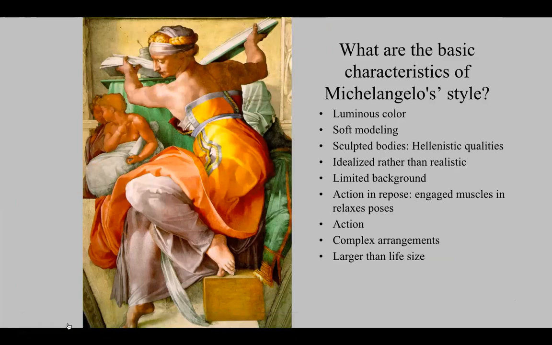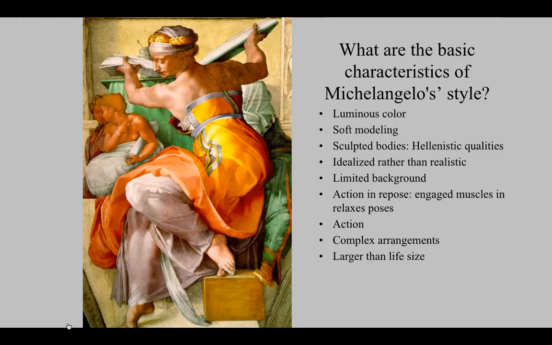You might want to write down some of the basic characteristics of Michelangelo. You could do this in just the general Sistine Chapel ones as well. His color was luminous. Before it was cleaned, a lot of people said that his colors were muddy and ugly, and he wasn't a very good colorist. But once they cleaned it, they found that the colors were really beautiful, light and bright. He used a lot of soft modeling. He had sculpted bodies with Hellenistic qualities.